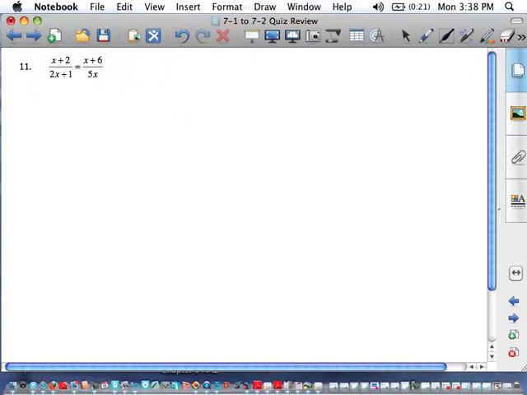Next one's a little tougher. Add the parentheses. This one actually requires a lot more steps. We're going to first cross multiply. So we have 5x times x plus 2 is equal to x plus 6 times 2x plus 1. On the left-hand side, you only need to distribute.